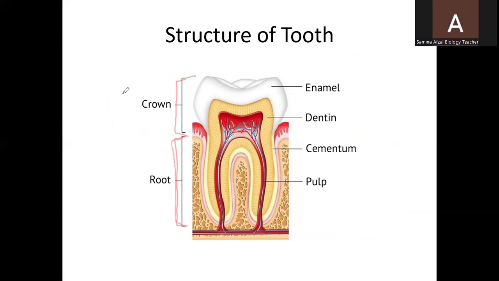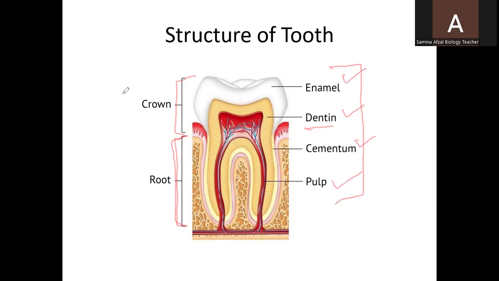If we see its internal structure, we have these four parts: enamel, which gives shine to the teeth and is very hard. Next is dentin, which is just like bone, but less hard than enamel. The third part is cementum, which holds the tooth in the gum and gives hardness and strength to the gum and teeth. It is also just like bone.